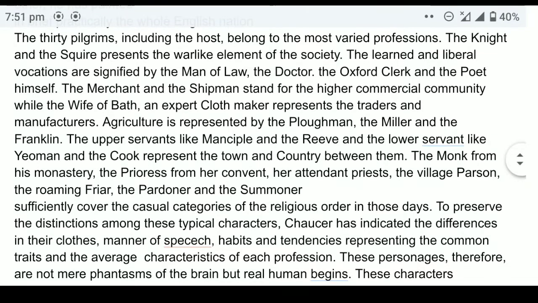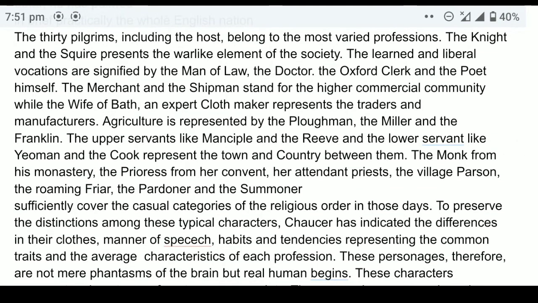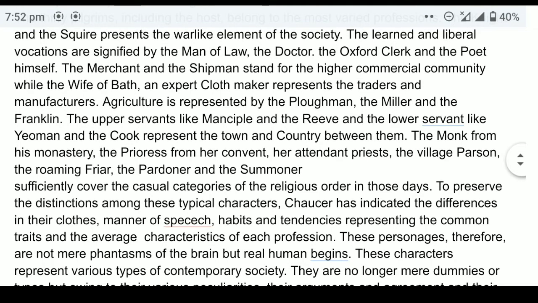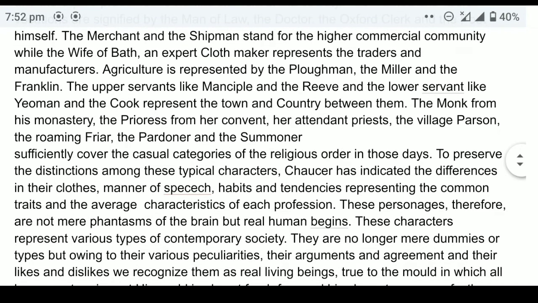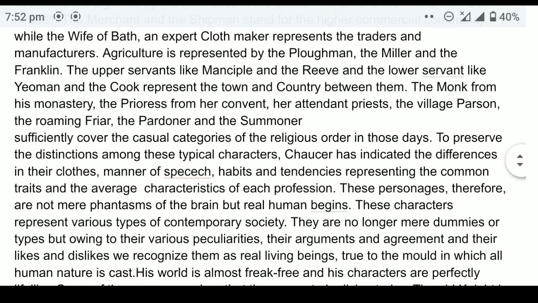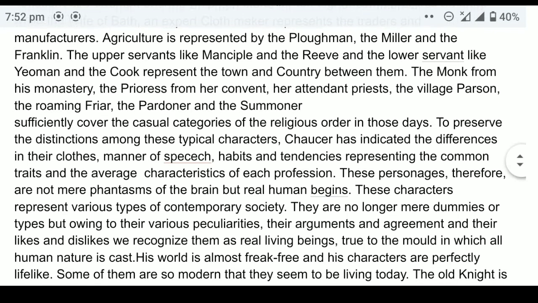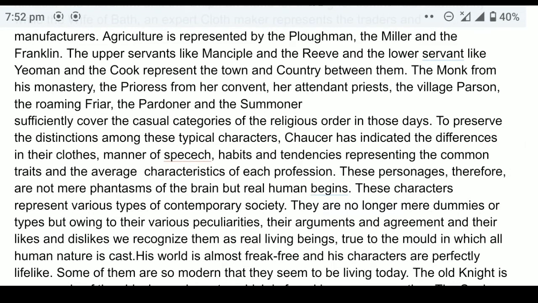The 30 pilgrims, including the host, belong to the most varied professions. The knight and the squire present the warlike element of the society. The learned and liberal vocations are signified by the man of law, the doctor, the Oxford clerk, and the poet himself. The merchants and the shipmen stand for the higher commercial community, while the Wife of Bath and the expert cloth maker represent the traders and manufacturers. Agriculture is represented by the plowman, the miller, and the franklin.